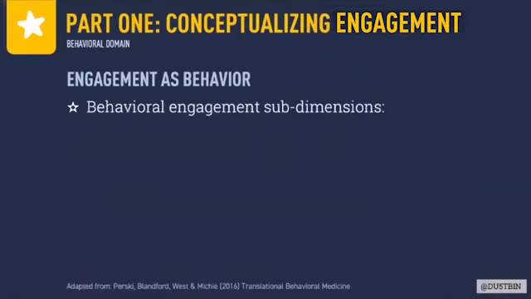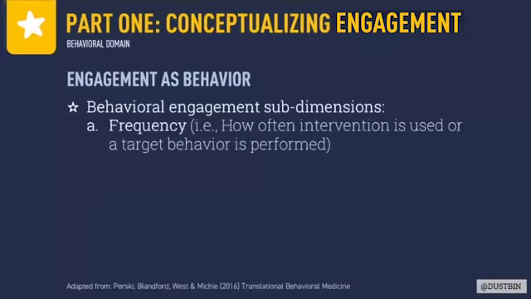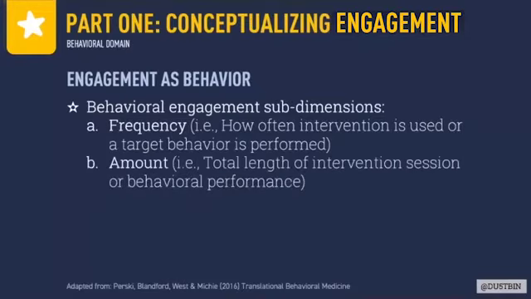So when we think about this, we've got subdimensions of engagement, these kinds of usage categories. When we think about usage, when we think about engagement as behavior, we can think about it in terms of its frequency, right? How often is the intervention used, or how often is a target behavior performed? We can think about its amount, right? And that's the total length of the intervention session or behavioral performance.